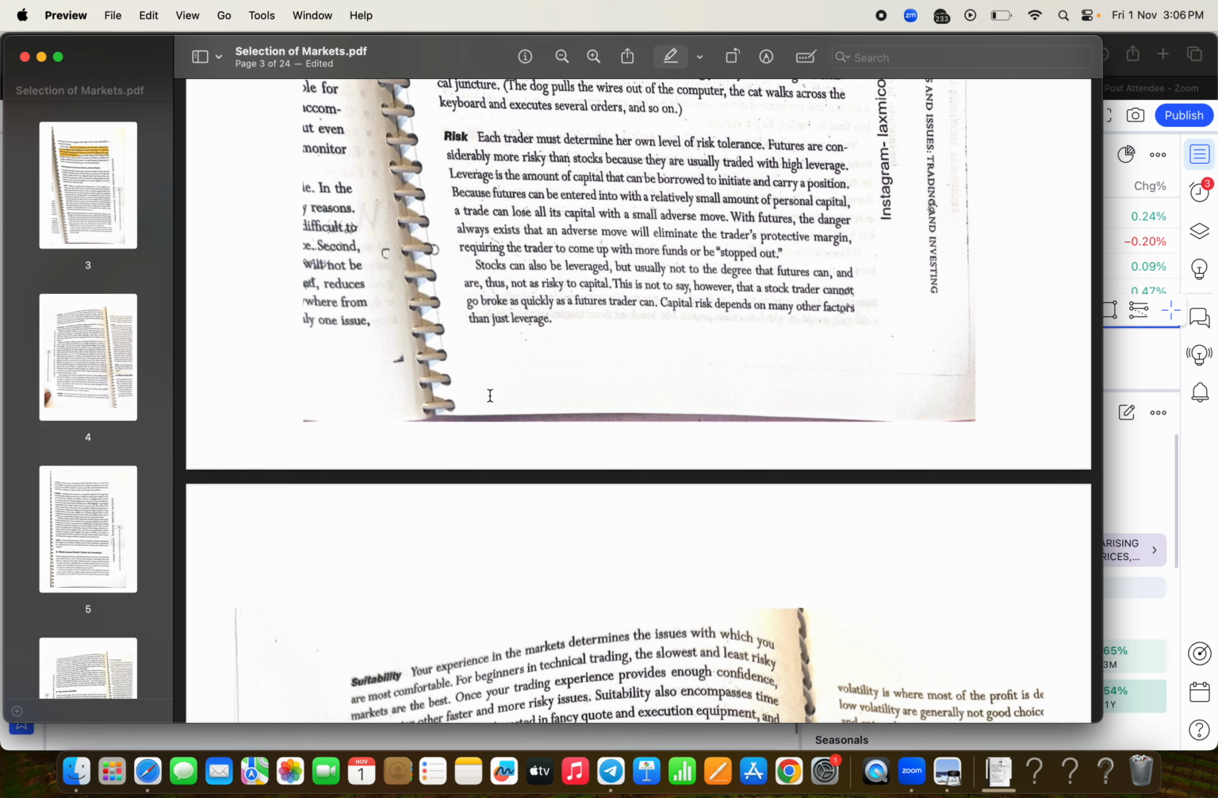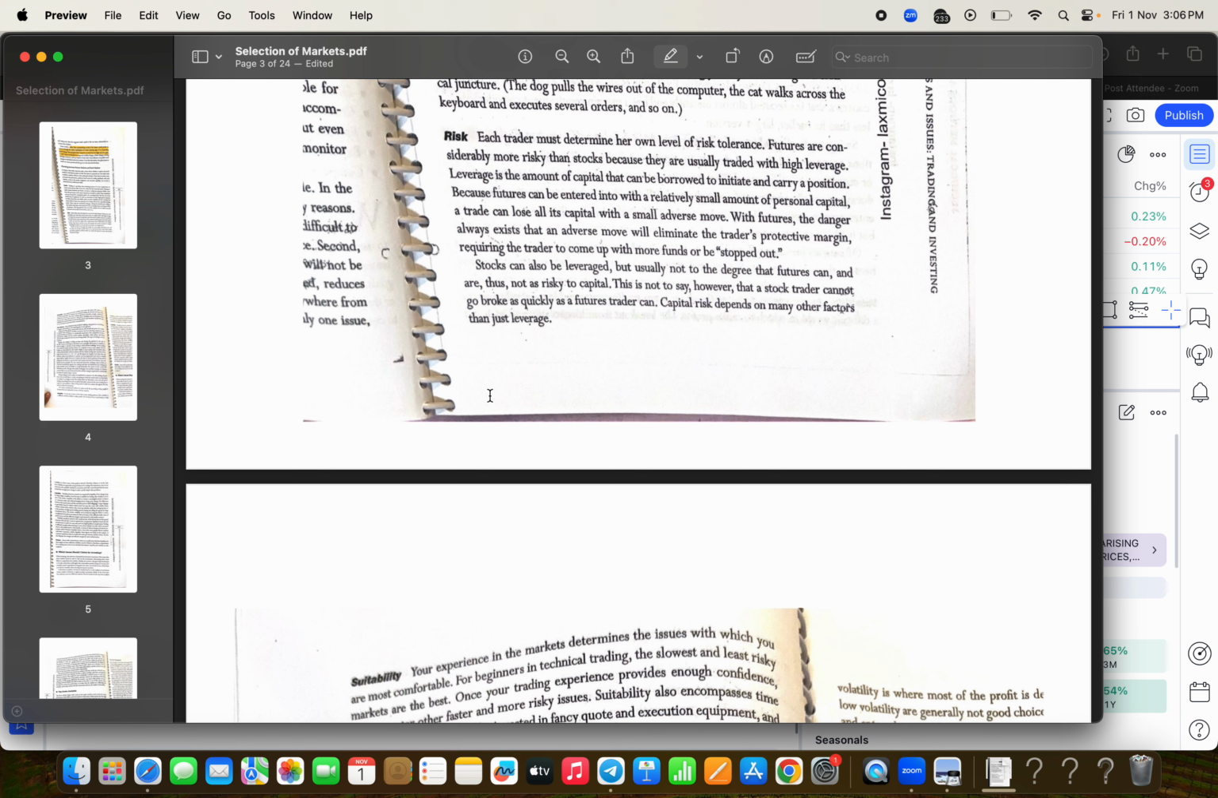So if a loss happens, there's a very quick chance of your entire capital getting wiped out and your account being blown. With futures, the danger always exists that an adverse move will eliminate the trader's protective margin, requiring the trader to come up with more funds or be stopped out. Stocks can also be leveraged, but usually not to that degree. If you check out Zerodha brokerage, they'll give you a leverage of 1 is to 4, right? But when you talk about futures, you have leverage even up to 1 is to 1000. That's a lot.